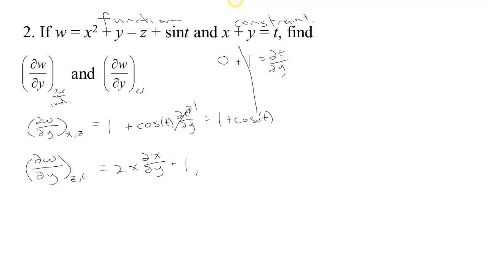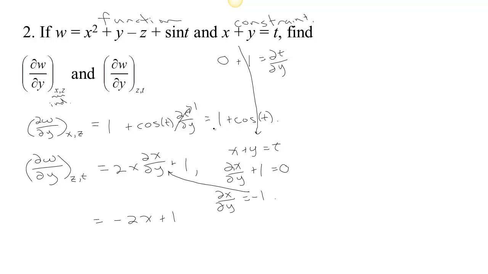We go back to our constraint, which said that x plus y is t. So we take the derivative to find dx/dy. Let's take the derivative of both sides with respect to y. So we get dx/dy, and we get dy/dy, which is 1, and t is independent of y. So if we take the derivative of t with respect to y, changing y doesn't affect t, so there's no change in t, so that's constant. So that tells us that dx/dy is equal to -1, which we can then plug in here. So we get negative 2x, because dx/dy is -1, plus 1.